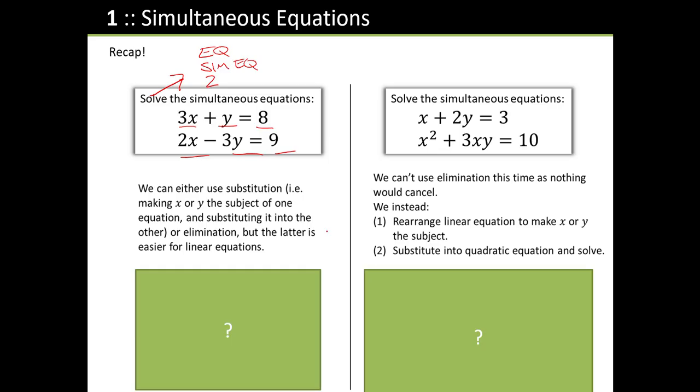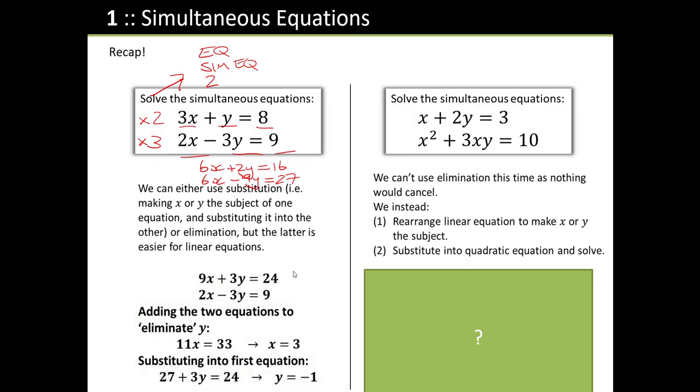However, with lots of this stuff, you do need to be able to do it algebraically, because sometimes you will be asked to do it algebraically. So if that's what we were meant to do, multiplying the top one by 2, multiplying the bottom one by 3, with the goal of 6x is what I'm going for. So I would get 6x plus 2y equals 16. On the other one, I would get 6x minus 9y equals 27. Doing this and then subtracting, for example, we still need to know how to do it.